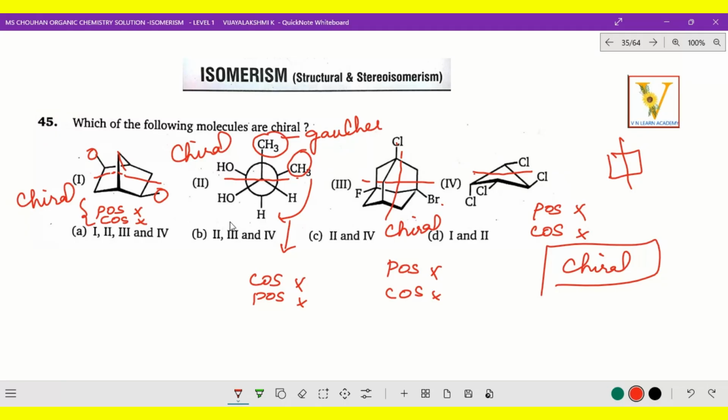Now, which is the correct option? Compound 1, 2, 3, 4, everything is chiral. Option A is the correct option. I hope you got the clarity about this. Let's go to the next question.